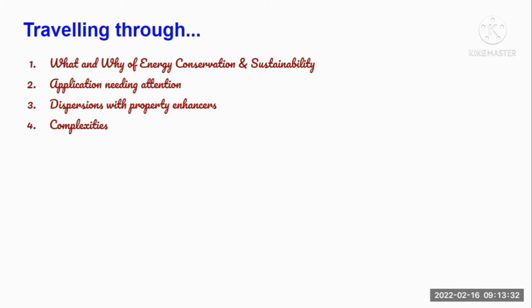We'll be understanding what and why we need to conserve energy and how to sustain it, with specific applications in thermal engineering. What are the areas that need attention on conservation of energy and sustaining it? How will advanced heat transfer fluids act as property enhancers in conserving such energy, and what are the complexities while we prepare and synthesize such fluids?